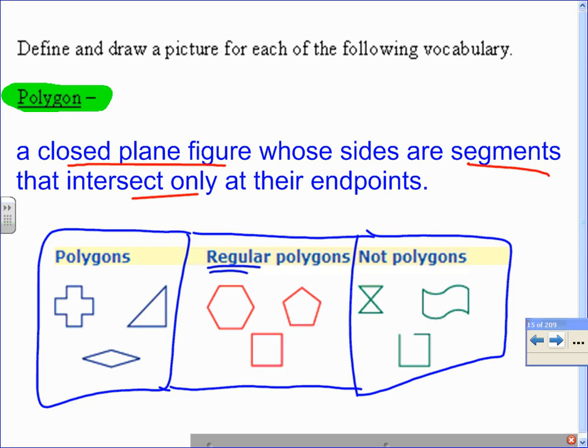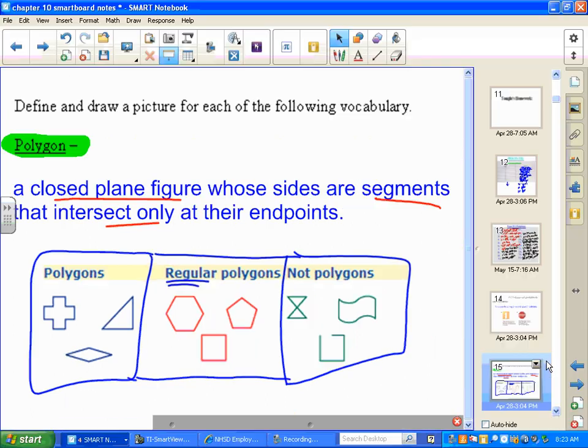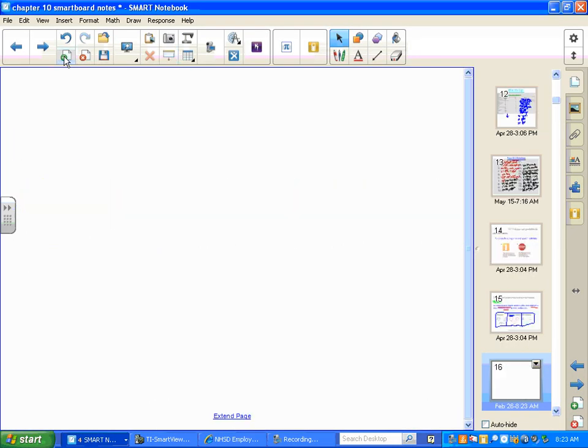All right, so I'm going to stop there because we need to make sure we have a better discussion with all this tomorrow. I just wanted to get you thinking about what a polygon is.